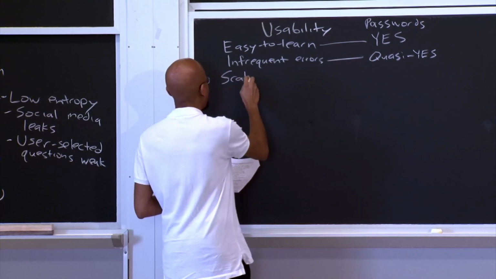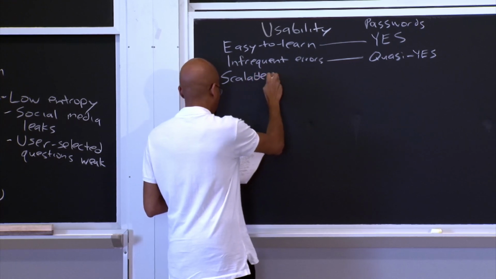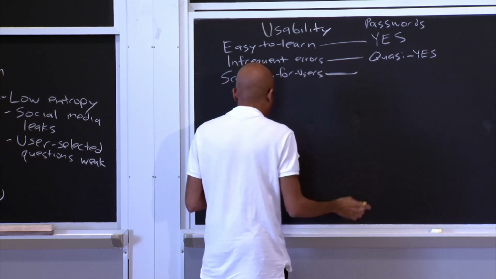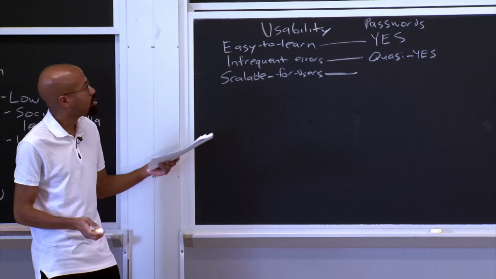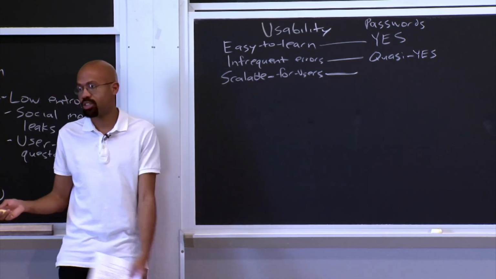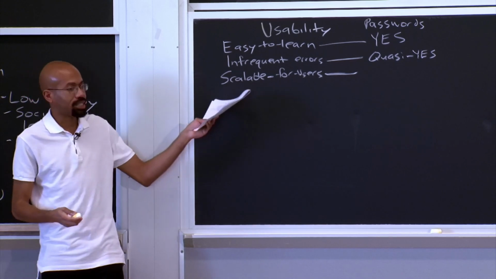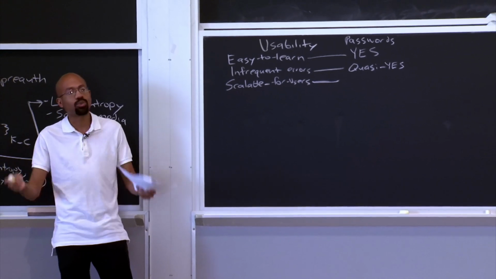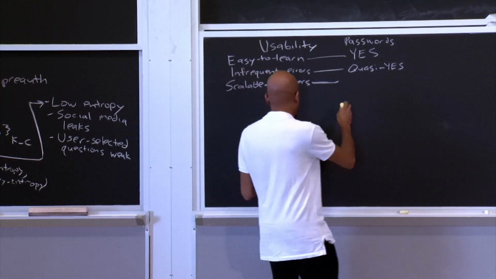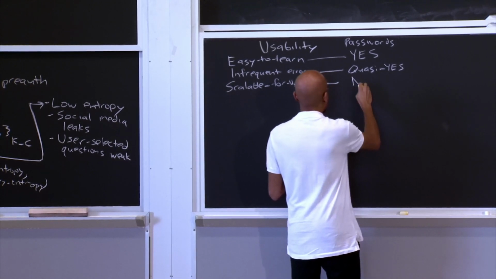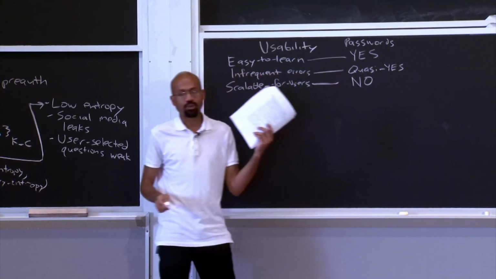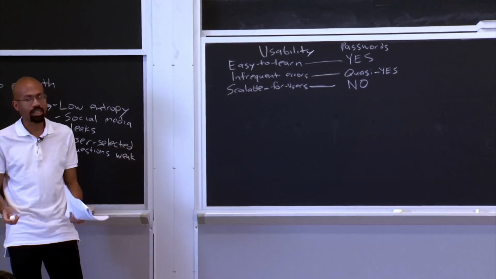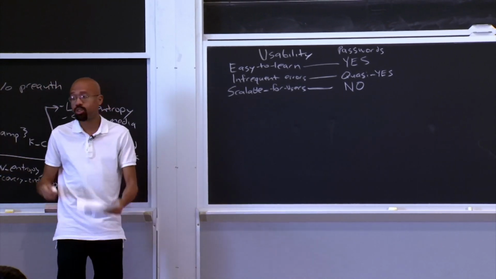Another category is scalable for users. And so the basic idea here is, if the user has a bunch of different services that he or she wants to authenticate to, does this scheme sort of scale well, right? Does the user have to remember some new thing for each one of these schemes? And so for here, the authors say no. Right? Because in practice, it's very difficult for users to remember a separate password for every single site that they go to. This is one reason actually why people reuse their passwords often.